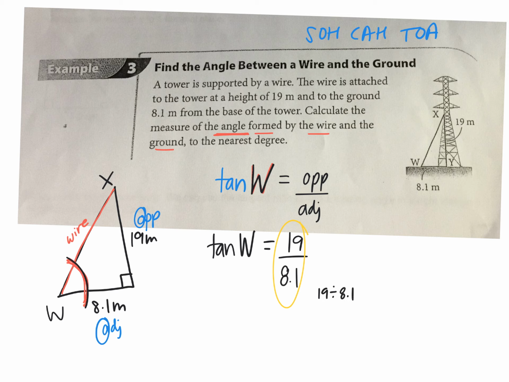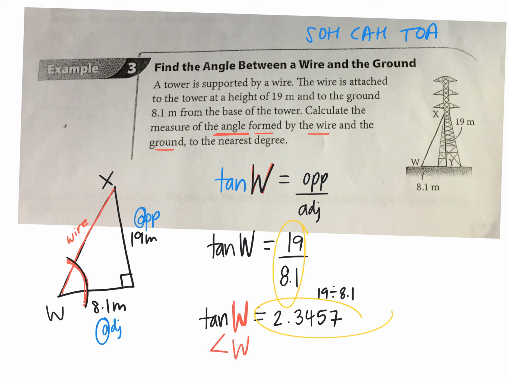What do you got? So we're going to round it off to 4 decimal places. So tan W equals approximately 2.3457. Did everyone get that rounded to 4 decimal places? But that's not what we're trying to find. We're trying to find angle W. I want to know the angle. We've just figured out the ratio.